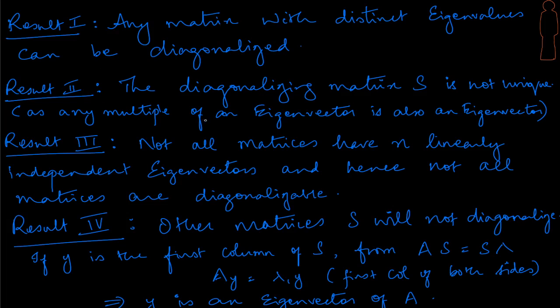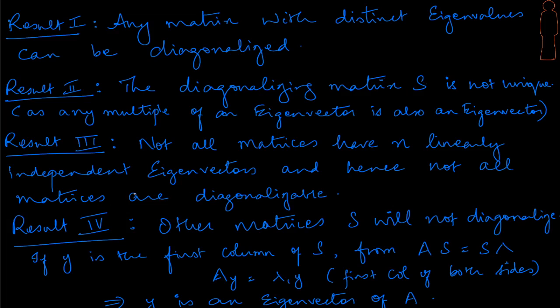Result 2 is another interesting fact. It says that the diagonalizing matrix S need not be unique. The simple fact is that any multiple of an eigenvector is also an eigenvector. Remember, what is S? The columns of S have the eigenvectors of the matrix A. Now, instead of keeping those eigenvectors x1, x2, x3, I can keep, say, 2x1, 3x2, minus 4x3. All of them will remain eigenvectors, and therefore we can still diagonalize the matrix by using another S. And therefore, the diagonalizing matrix S need not be unique.